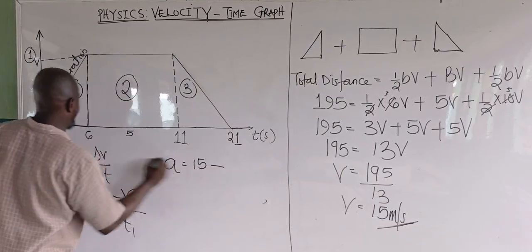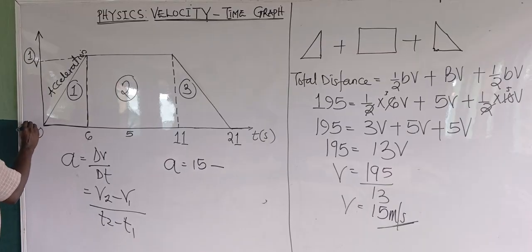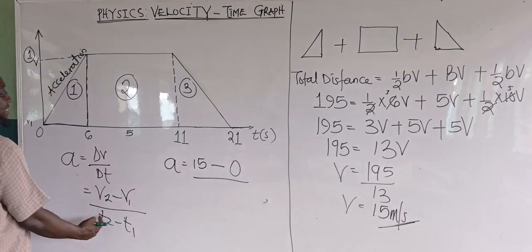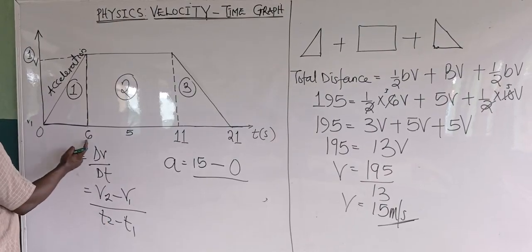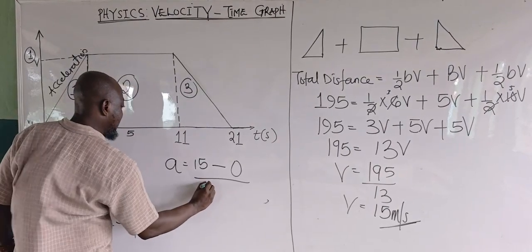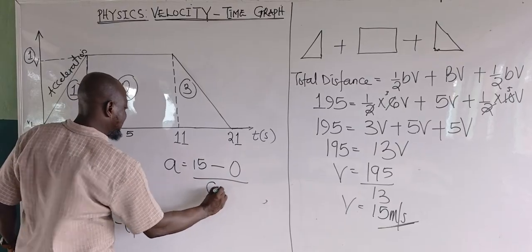So 15 minus my V1 here is 0. So I have 0 here all over. Next, what is my T2? This is my T2, right? This is my T1 here. So I know that T2 becomes this minus this.